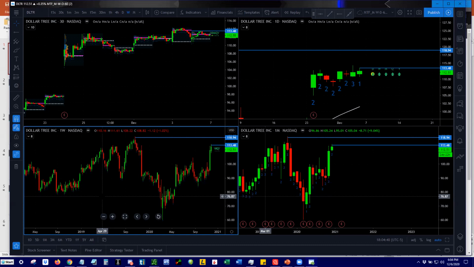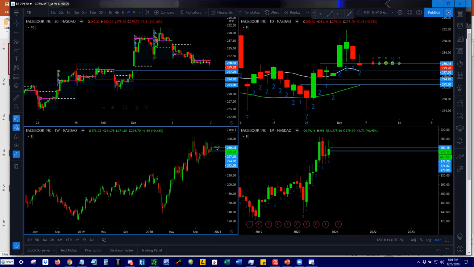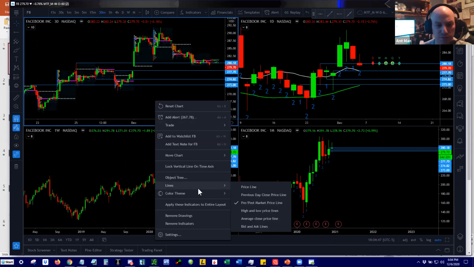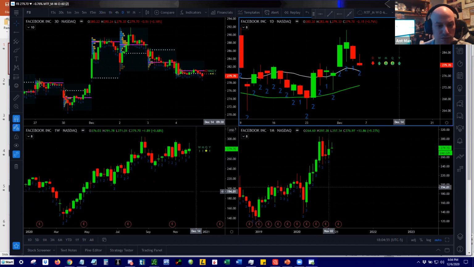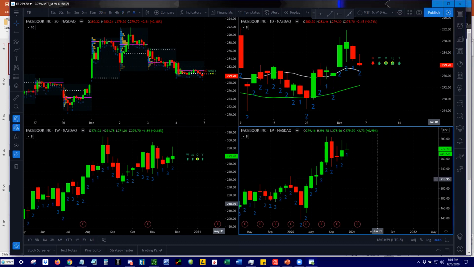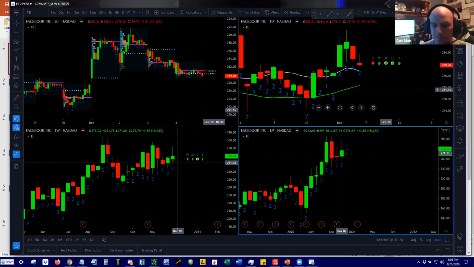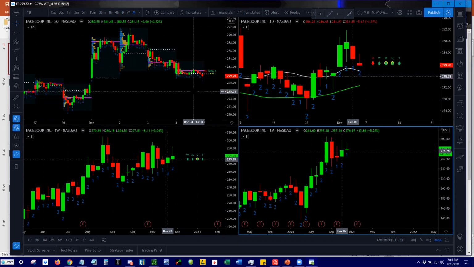So look at Facebook. Let me just get rid of these lines. Okay, Facebook, we got 2 down, but we're green. So they're 1-2 down on the daily. And if they go 2 up tomorrow, that's actually one of my favorite setups.